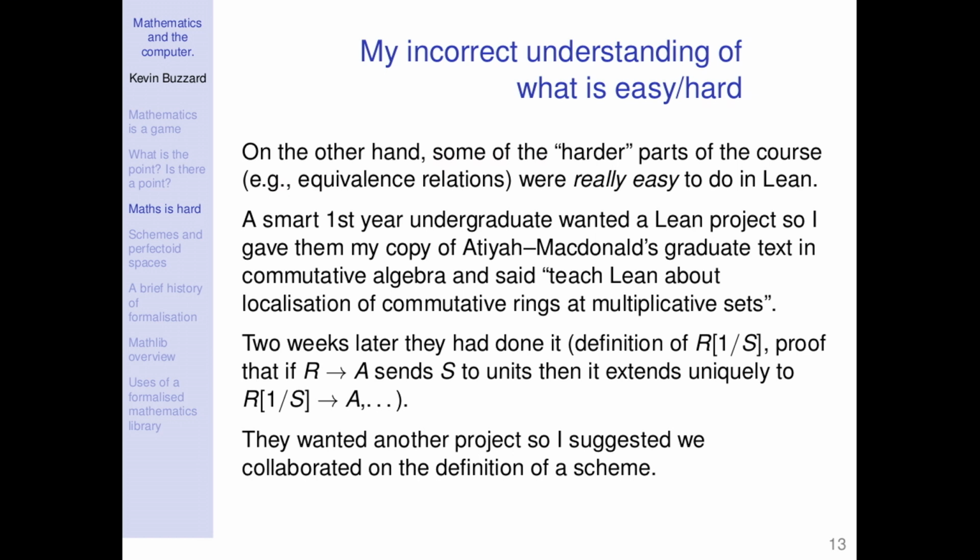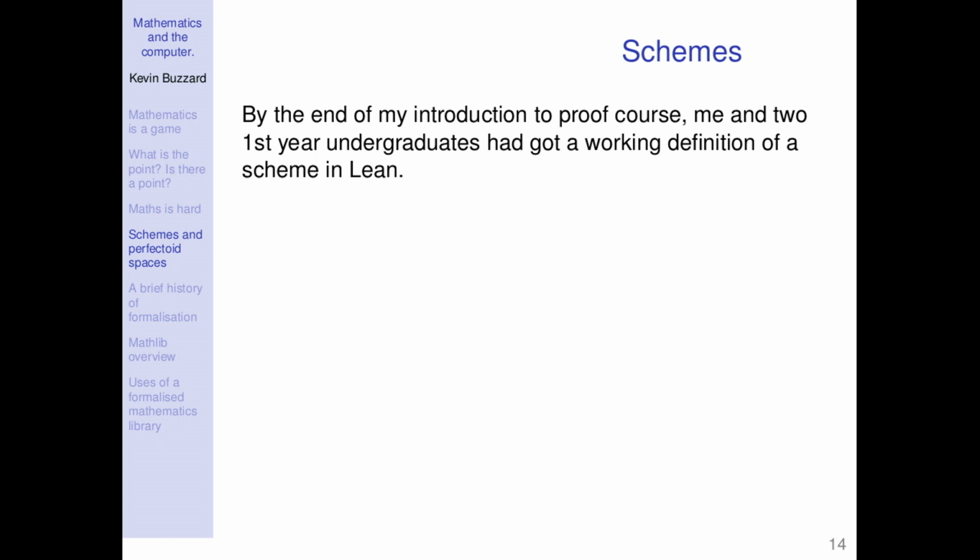So I thought, okay, well, let's define schemes. Because if we can do localization, what do you need to make a scheme? It's something in algebraic geometry. You need topological spaces, and you need rings, and you need localizations. And that's pretty much all you need. So I thought, if localization is easy, as I suspected it would be, and it turned out to be, so easy a first year could do it, then schemes should be easy as well. So by the end of my introduction to proof course, this was not the plan at all, but by the end of my course, me and 2 first-year undergraduates, we got a working definition of scheme in an interactive theorem prover.